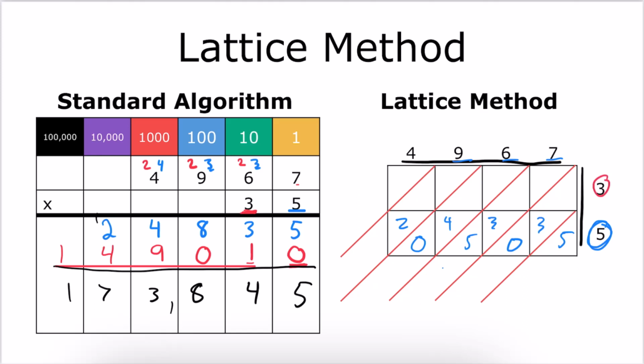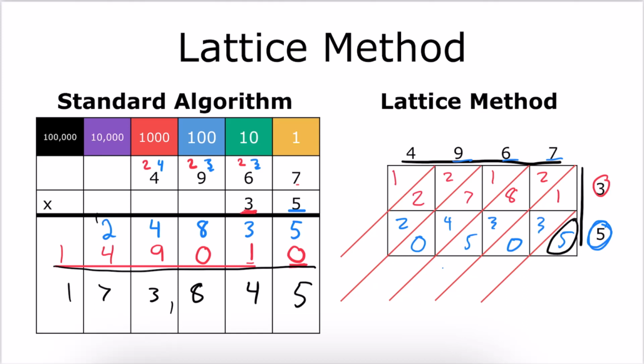So when you make 3 copies of 7, you get 21. When you make 3 copies of 6, you get 18. When you make 3 copies of 9, you get 27. And 3 copies of 4 gives you 12. And then what you do next is you add up all of the diagonals.